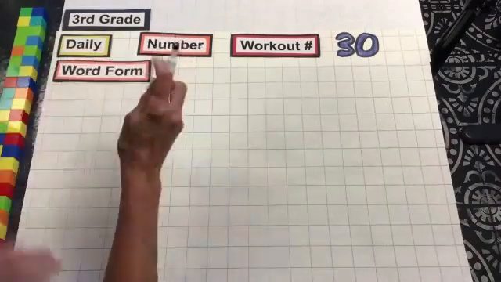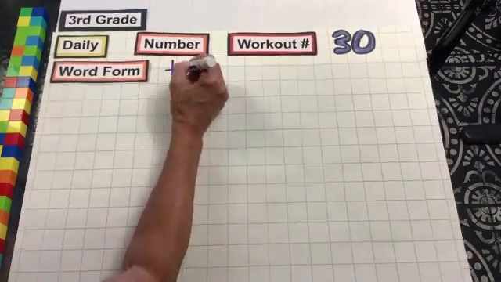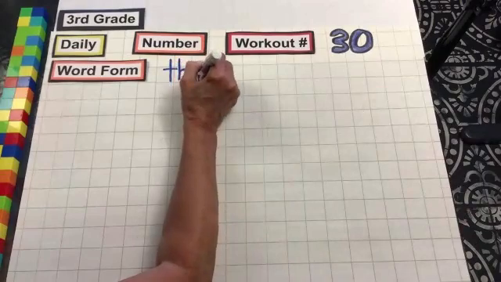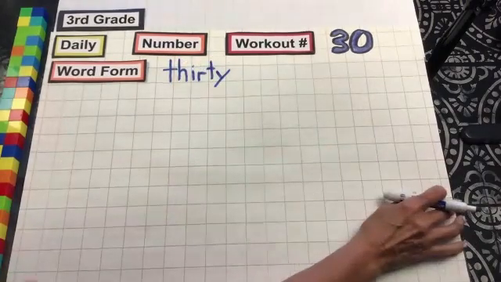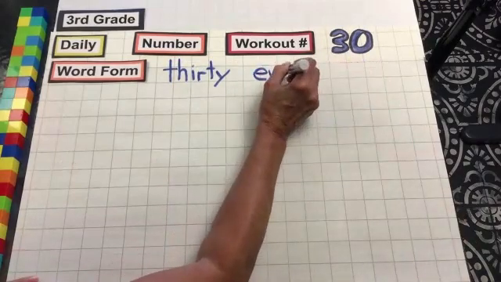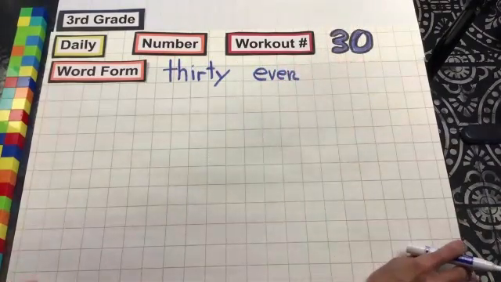Hopefully you have this all filled in and you're just copying or checking and fixing if needed. So we have 30, thirty. And since there is a 0 in the ones place, it is even because all numbers 0, 2, 4, 6, 8 are even.